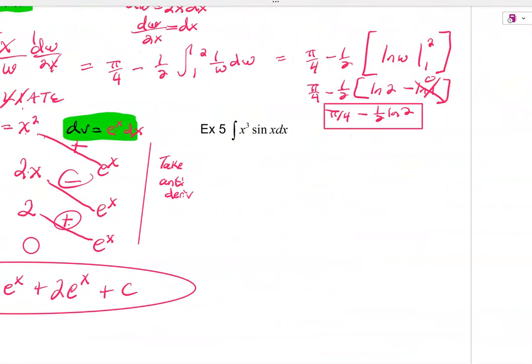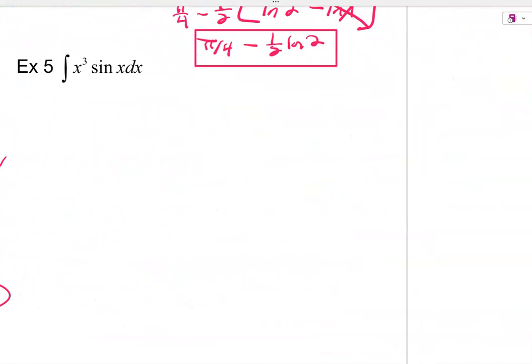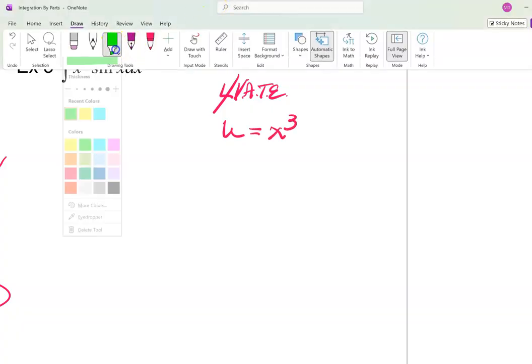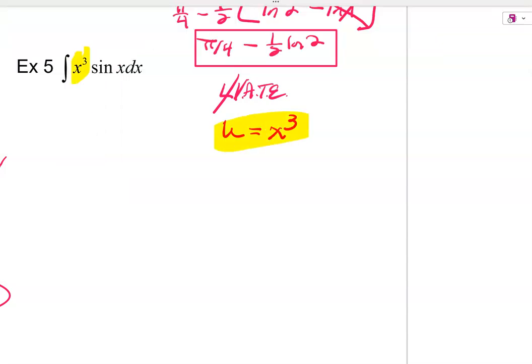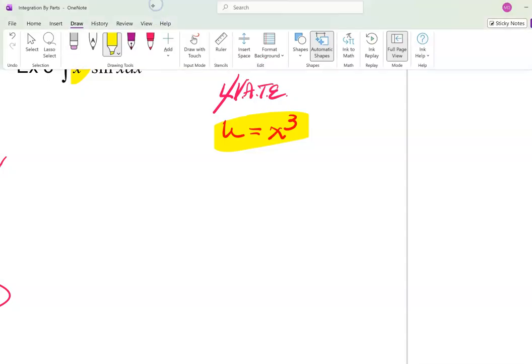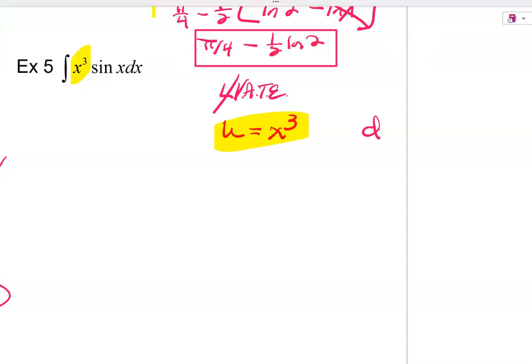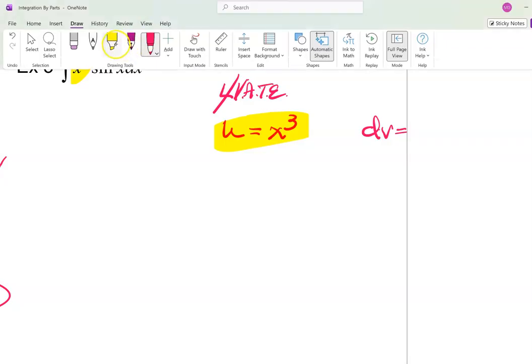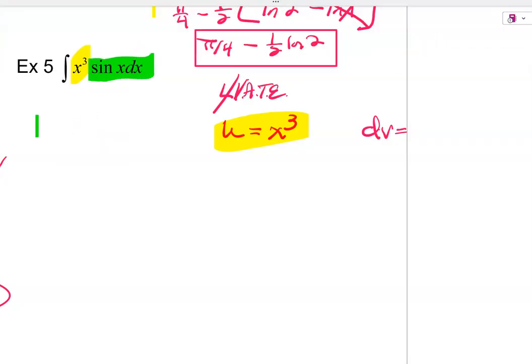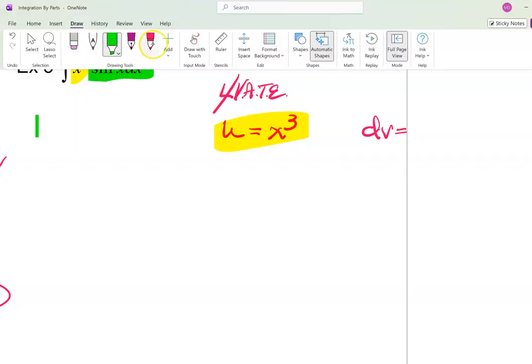Let's do one last one. Again, you can see right here, we could go through our checklist and, sadly, no matter what we try in previous methods, it won't work. Do I have logs? No. Do I have inverse trigs? No. Do I have something algebraic? Yes. So what you have is something very, very hopeful. And then you could say, well, what would dv be? Well, dv would be whatever you did not select. And dv is going to be this thing right here, sine of x dx.